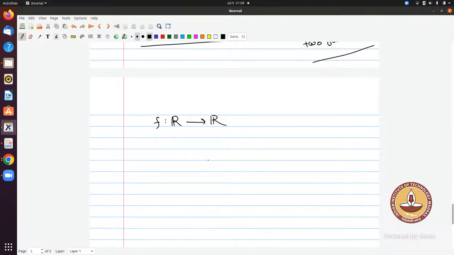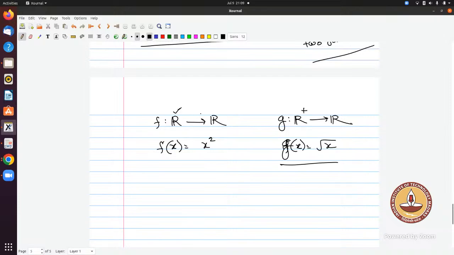R to R. f of x is x square. G: R to R, G of x is root x. So first of all, it should not be R, right? It should be R plus. The domain of G should be R plus. Is it clear? Because a negative number cannot be under root. Yes, sir. So the domain of this G function should be R plus. Here the domain is R.